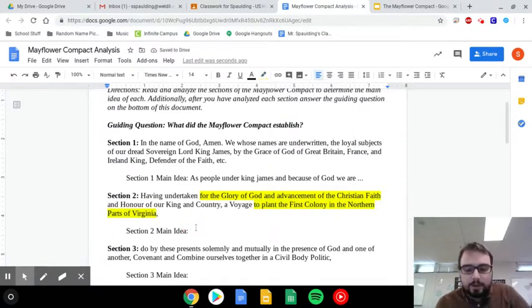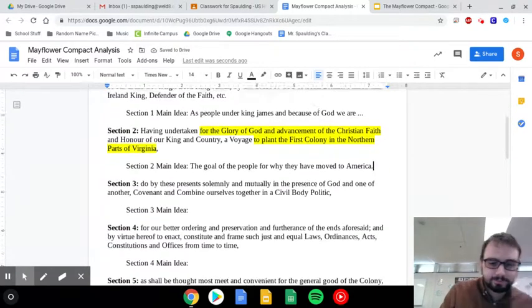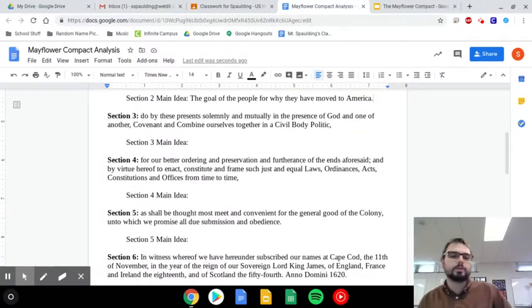And our main idea here is why these people have moved. Actually, a better way of saying this, the goal of the people for why they have moved to America. Okay, that's the main idea. It's basically what we highlighted right there. Let's go ahead and read section 3.